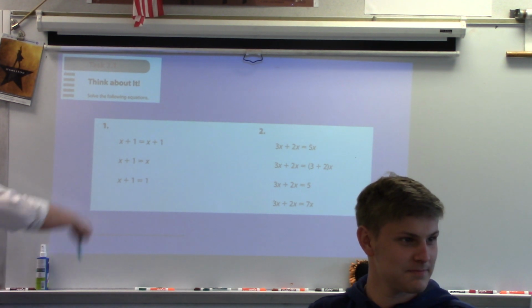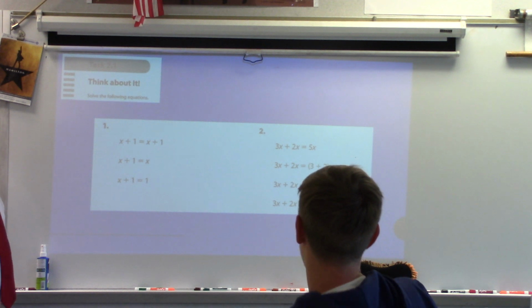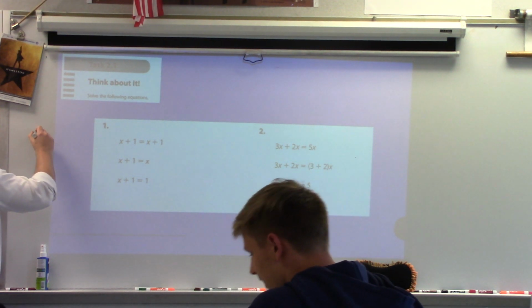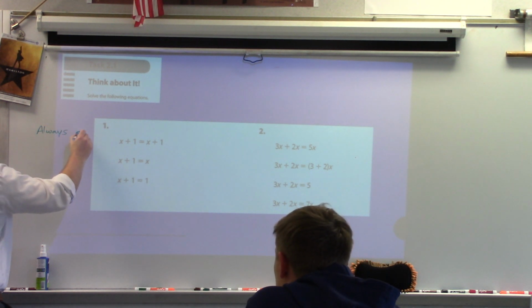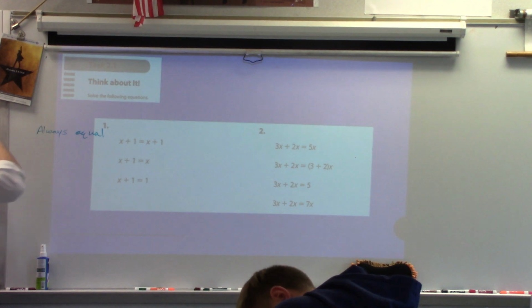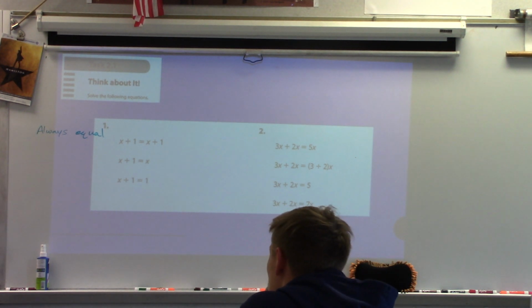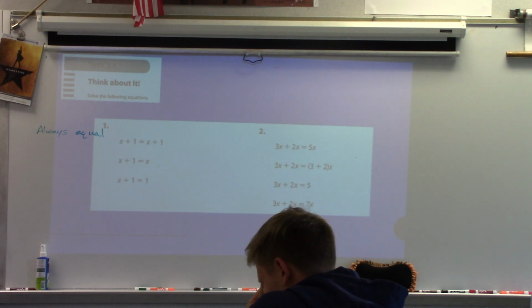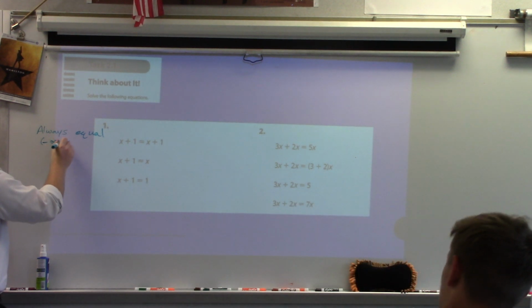Let's look at numbers 1 and 2 here. So x plus 1 equals x plus 1. It's always going to be the same, always going to be equal, right? So what would the solutions be? Anything, negative infinity to positive infinity. That's something I want to point out: the solutions are anything, or negative infinity to infinity.